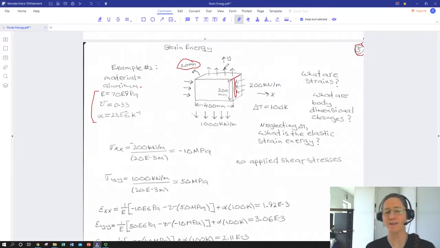So we have stresses only, normal stresses. We have no applied shear stresses. And we're in a state of biaxial stress, so plane stress. There's nothing going on in the Z direction. You can see this is our Y direction and our X direction. We're also told that we have a 100 degree K temperature change.